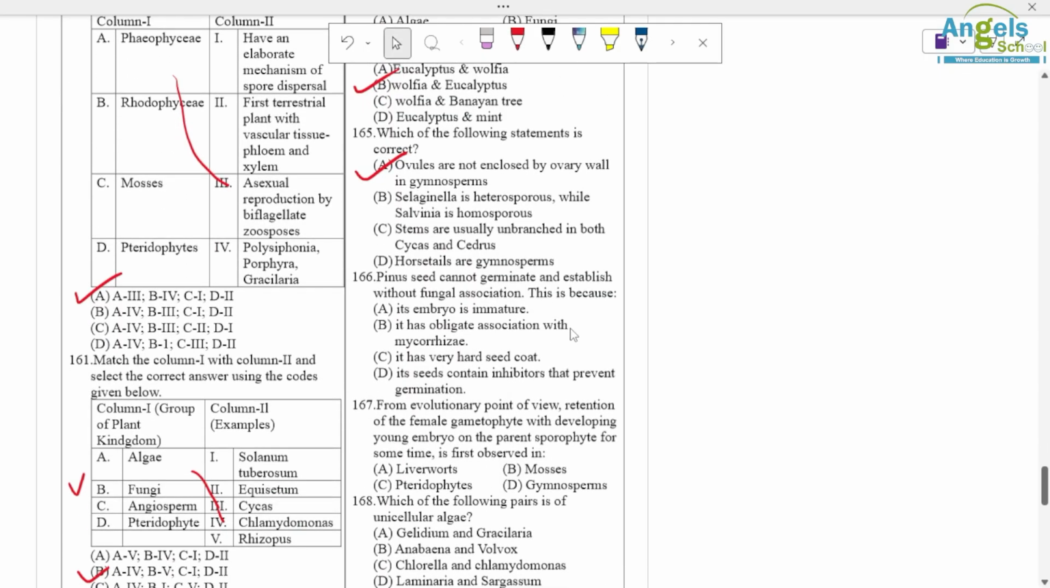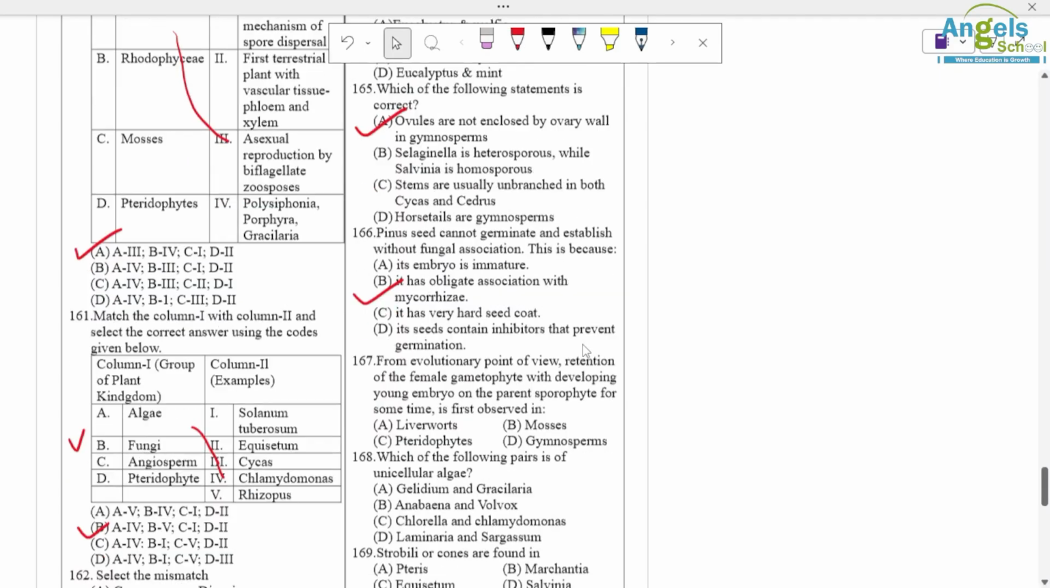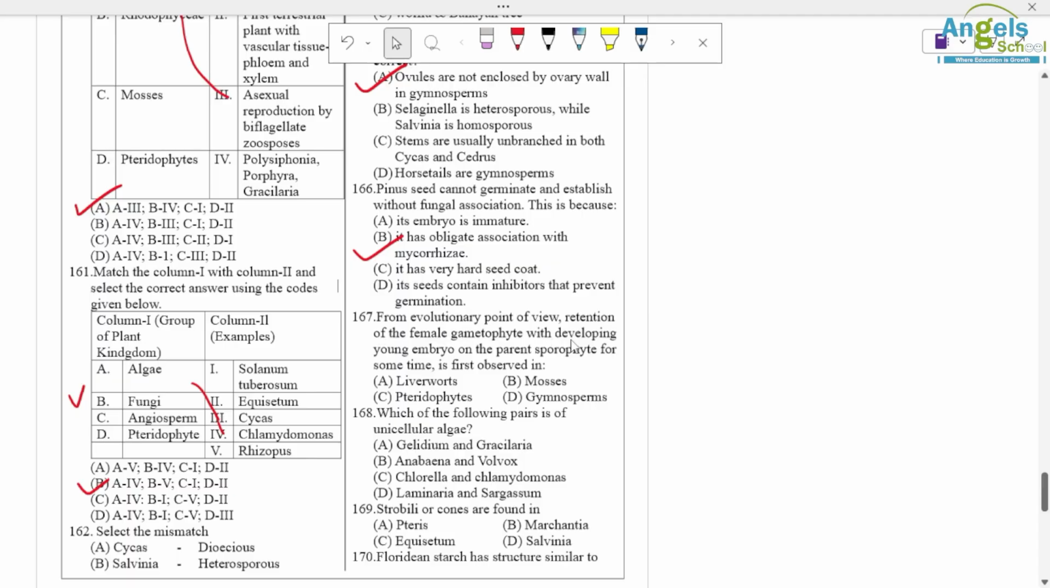Pinus seed cannot germinate and establish without fungal association because it is an obligate association with mycorrhiza. Okay, so mycorrhiza is found in Pinus roots. From an evolutionary point of view, retention of the female gametophyte with developing young embryo on the parent sporophyte for some time is a first observed character of Pteridophyta.